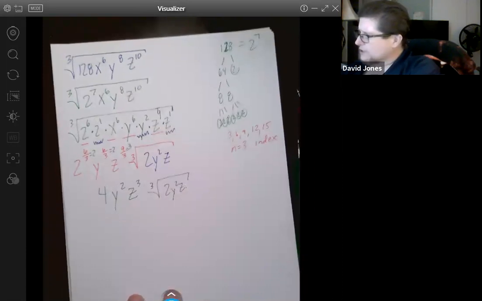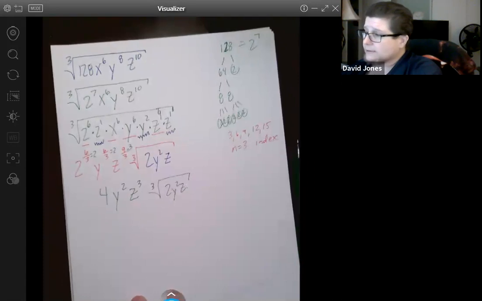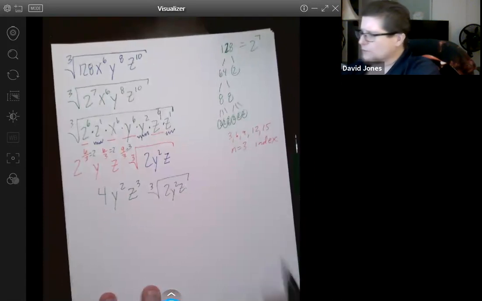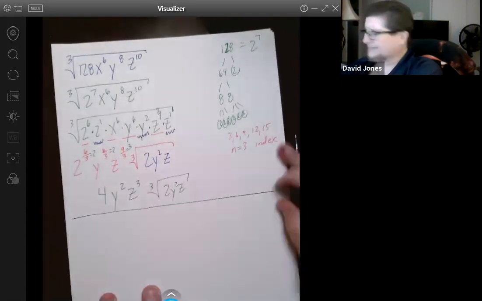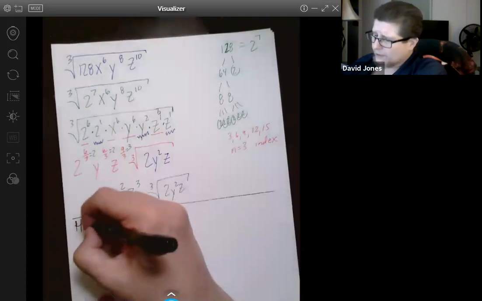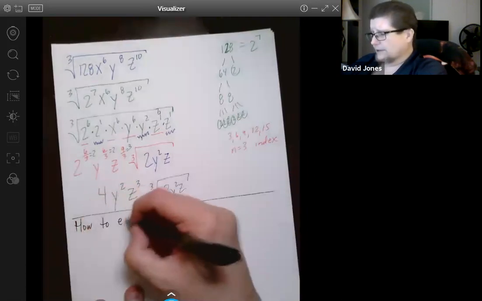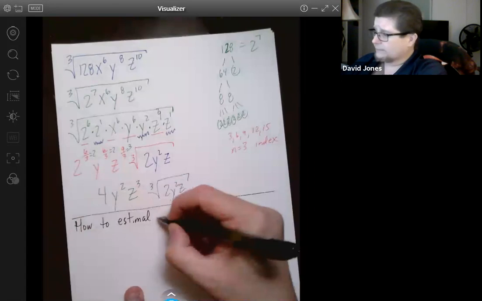We're going to do some more working with some radicals. I do want to show you how to estimate a radical without a calculator.